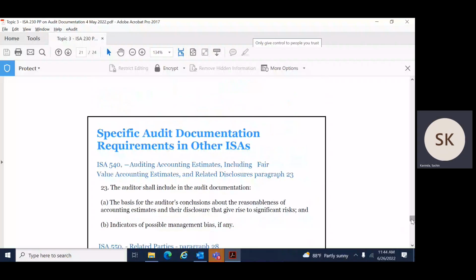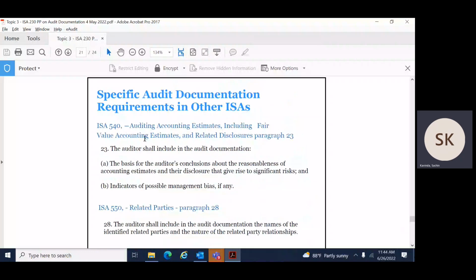Auditing ISA 540, auditing accounting estimates including fair value accounting estimates and related disclosures. Paragraph 23. The auditor shall include in the audit documentation the basis for the auditor's conclusions about the reasonableness of accounting estimates and their disclosure that give rise to significant risk, and the indicators of possible management bias, if any.